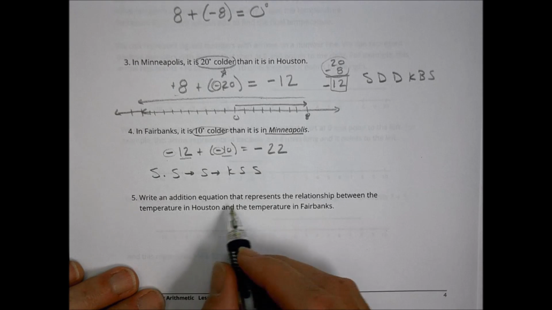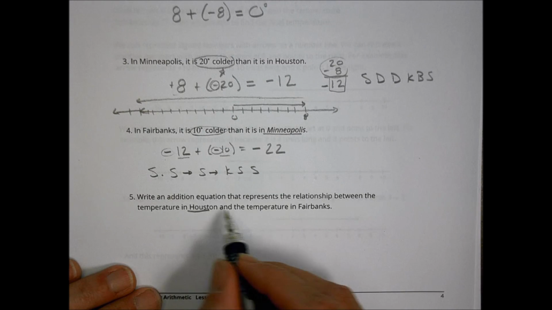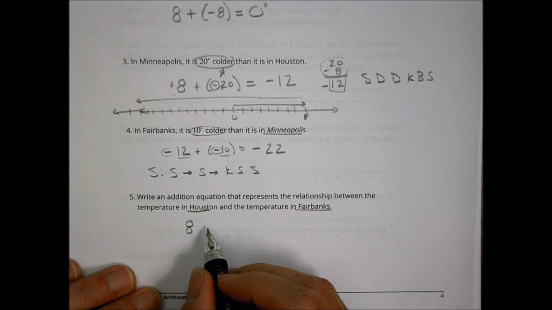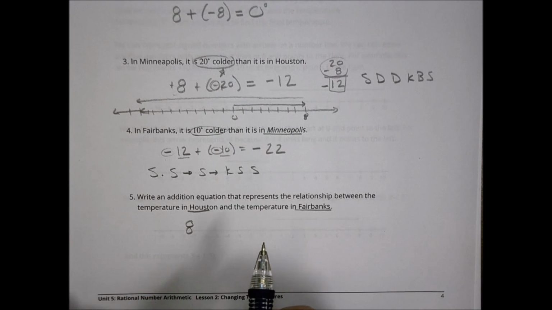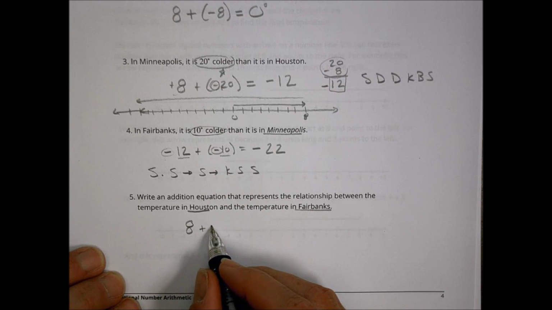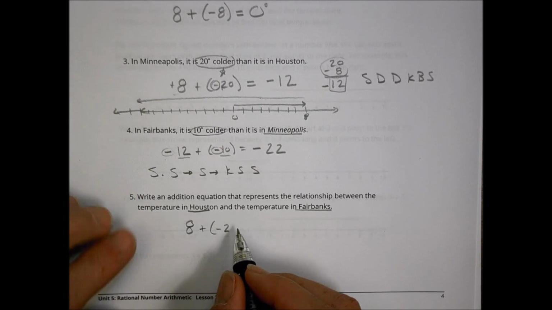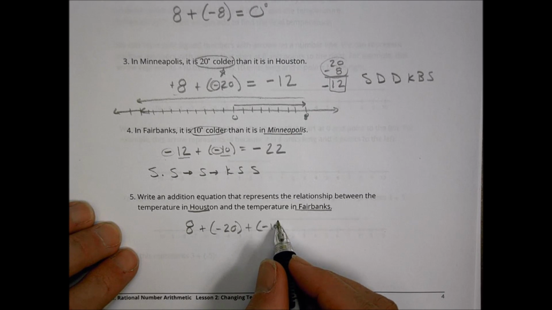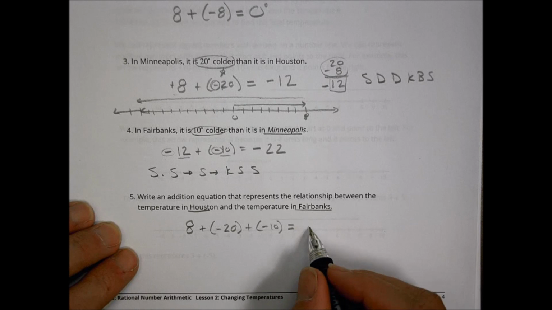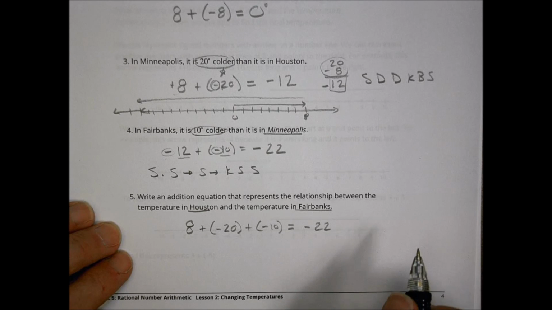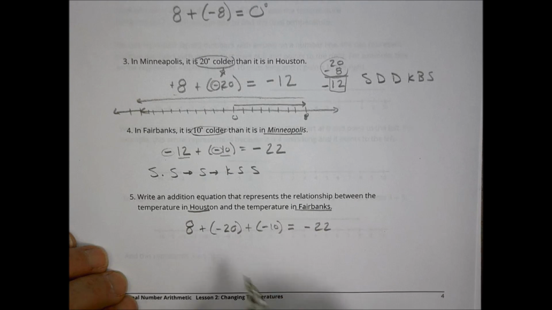Write an addition equation that represents the relationship between the temperature in Houston and the temperature in Fairbanks. Okay, so Houston starts off at 8 degrees, right? And Fairbanks is going to get down to a negative 30. Well, the way we got there is we took the negative 20 degrees of Minneapolis and then added another negative 10 degrees colder than Minneapolis, which is what Fairbanks is going to be. And that's how you end up getting down to negative 22 degrees. Okay, so negative 30 plus an 8 ends up being negative 22. And that's the idea there.